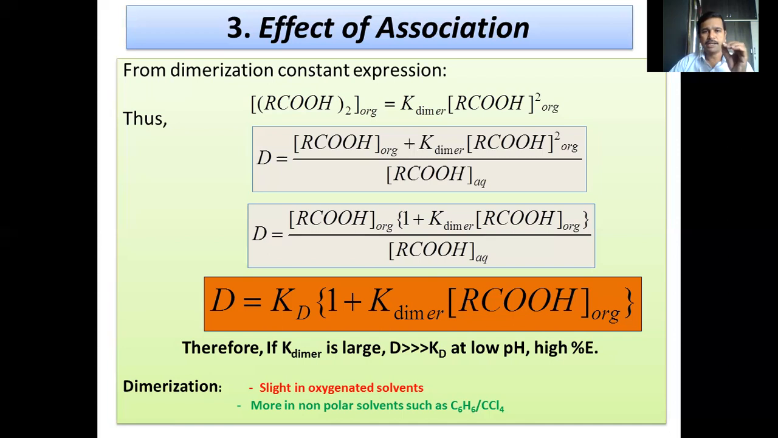Even complexing agents will influence the value of D and hence the value of E. The surplus complexing agent should not be present in the aqueous layer. If it is present, the value of D will become minimum. Therefore, extraction efficiency will be suppressed. And the third factor, the effect of association, is also going to influence the extraction efficiency, because the extent of association has a direct link to increasing the extraction efficiency for any solute.